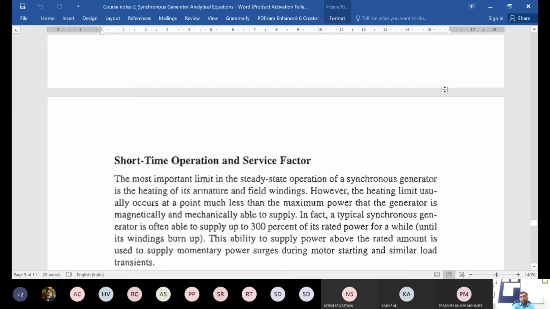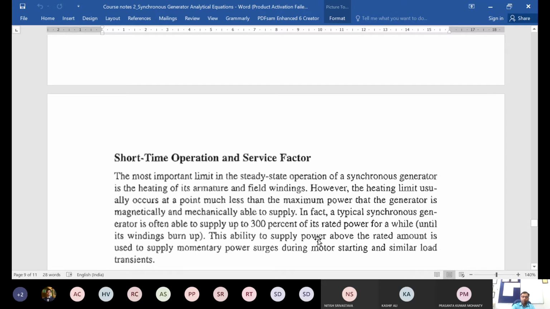This is because of the same thing we discussed last class, that the power converted has a sinusoidal relationship, 3 EA V-phase by XS sine delta. Usually the machine is designed so that delta, the internal angle or the torque angle, is kept very low. Due to that, this margin is there, so the power which it can actually generate instantaneously is much higher than the rated power. Up to double is very common, and even up to 300% it can be there.